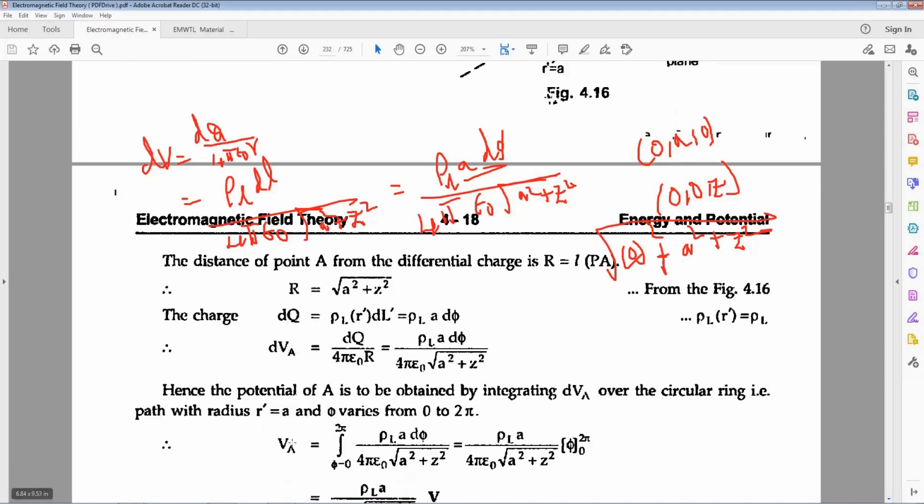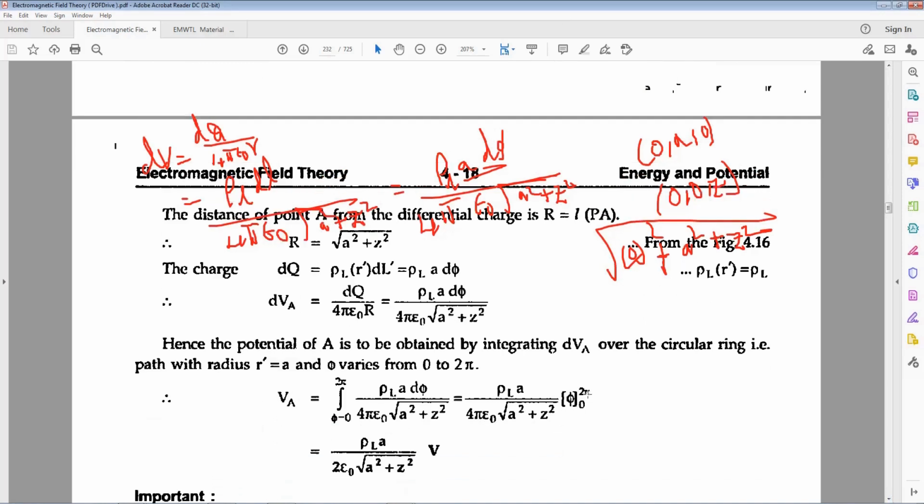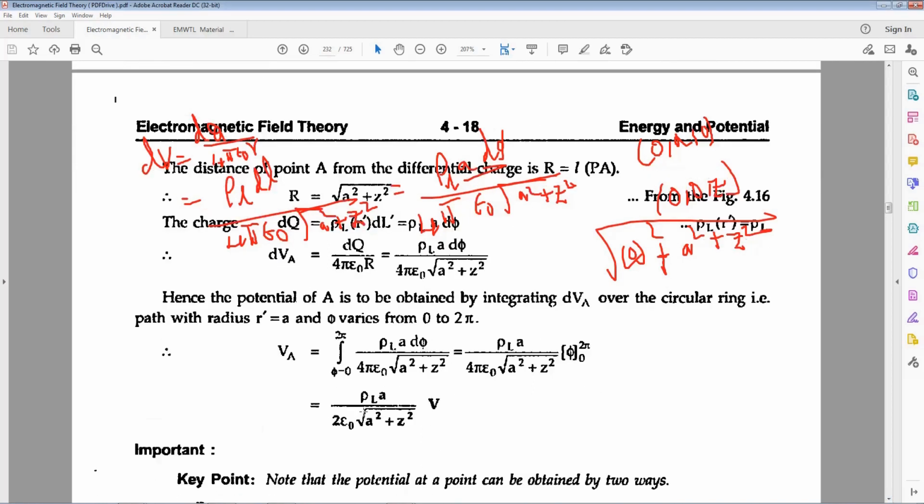Now I can apply the integral on both sides. V is equal to, on the right hand side with respect to phi only, the remaining is all constant: rho L A by 4 pi epsilon naught square root of A square plus Z square. And the integral of d phi is phi, upper limit is 2 pi. Substitute the 2 pi, and it gets cancelled with the 2 here. So V is equal to rho L A by 2 epsilon naught square root of A square plus Z square. The potential is equal. Got it, my students?